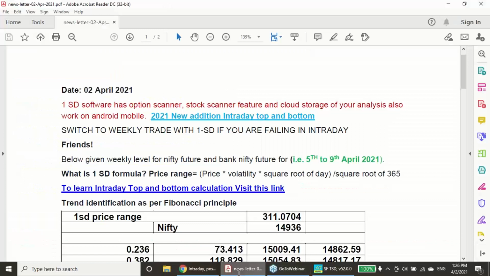So keep following these weekly levels. I have also demonstrated the software. Have a look at this intraday top and bottom. Keep a note of that.